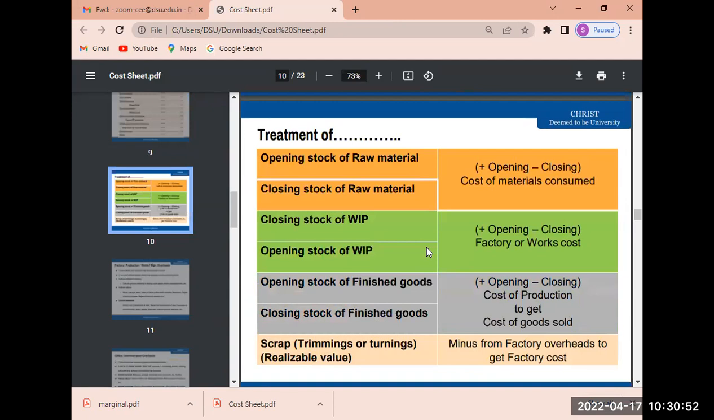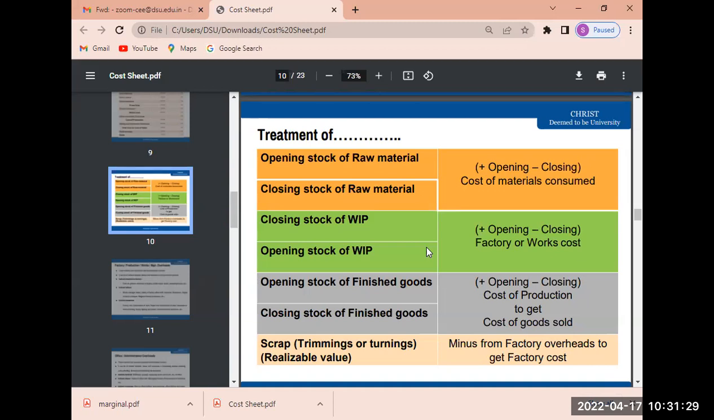Right. Now the opening and closing stock was not taken into consideration in the previous one. If there is opening and closing stock of raw material, that needs to be adjusted in the first line, which is called direct material consumed. Look at this: opening stock of raw material plus purchase of raw material minus closing stock of raw material should be calculated for raw material cost. If there is work in progress, look at the second one. That needs to be adjusted before you calculate works cost.